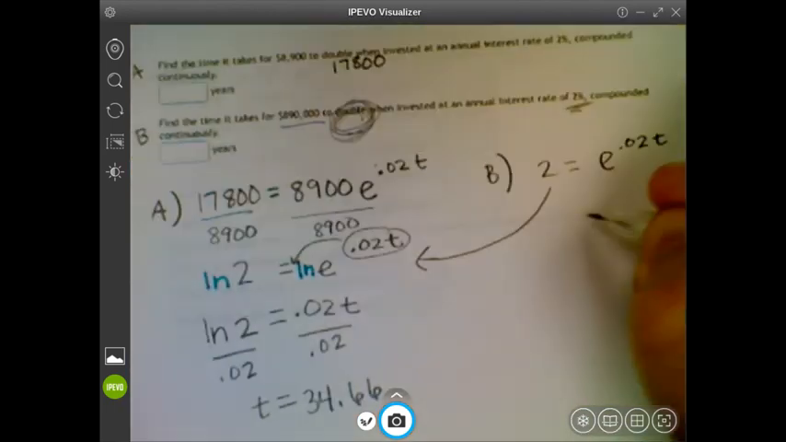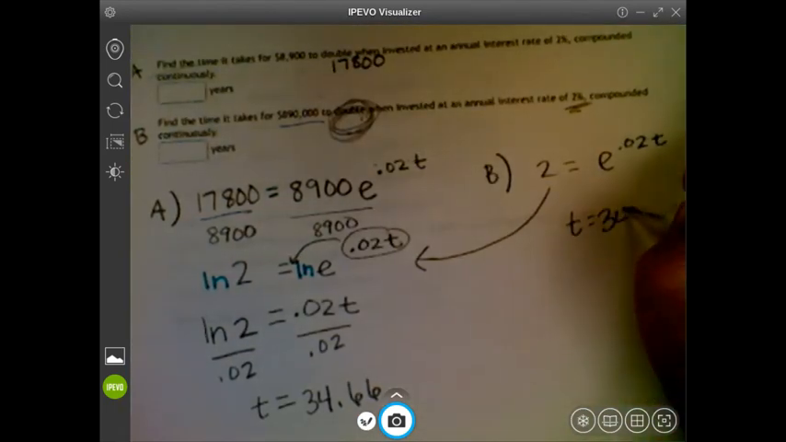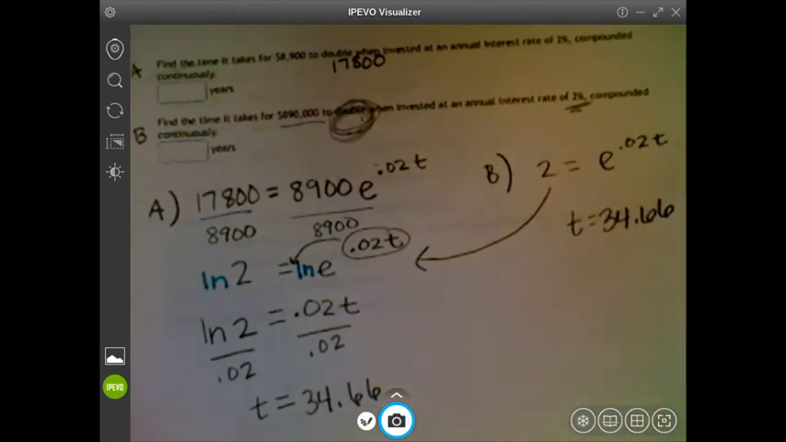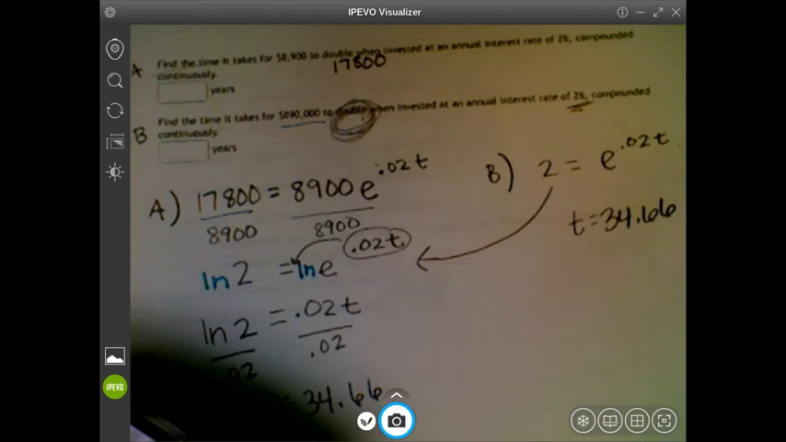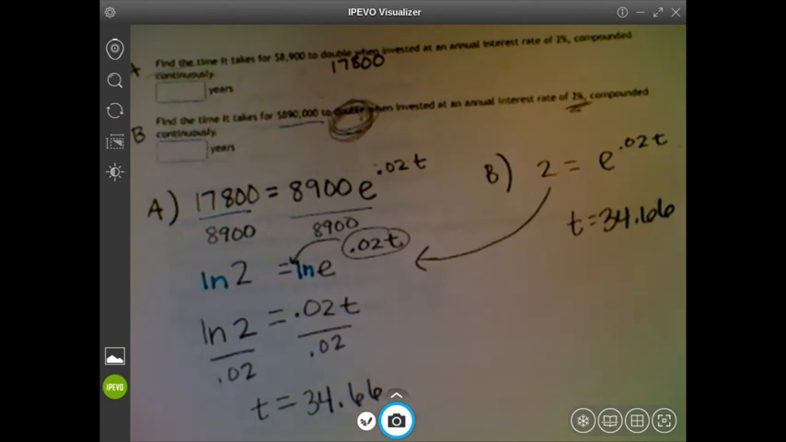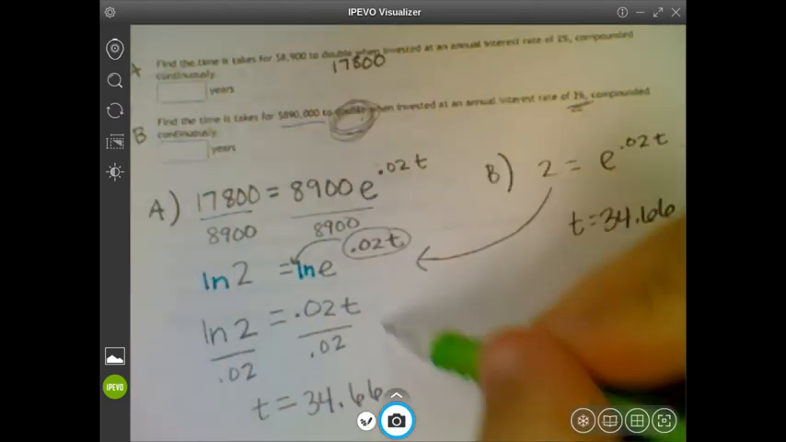So this is also 34.66 years. If you didn't recognize that, you could go through all of the math and you would get the answer, just like you did for part A.